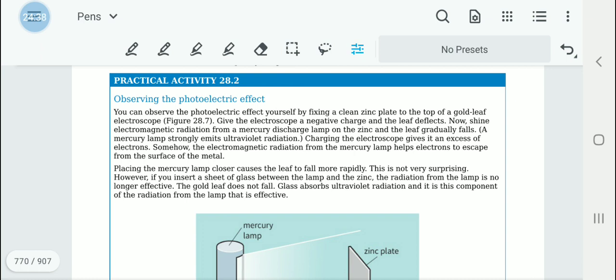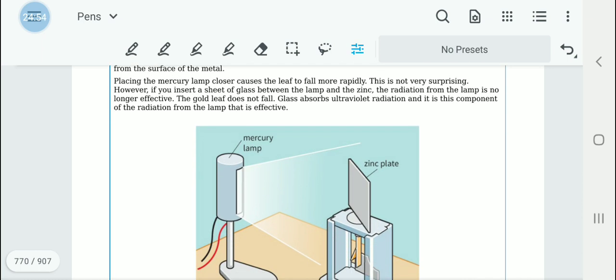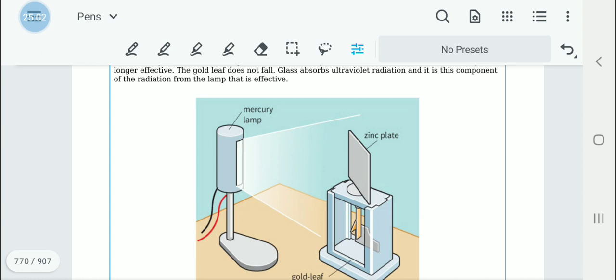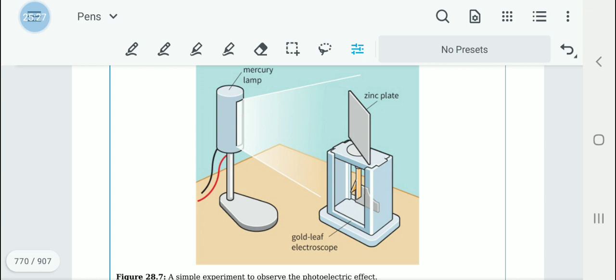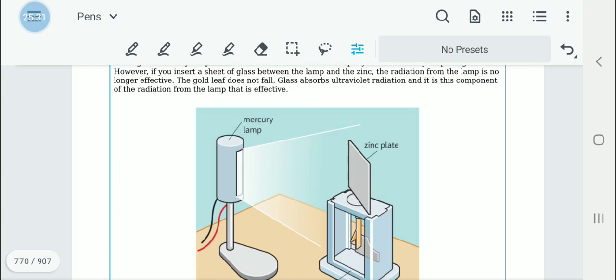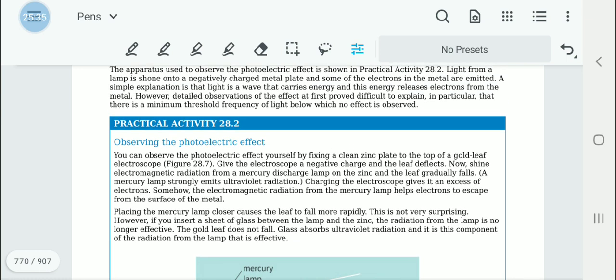However, when a glass sheet is placed in between, it will absorb this ultraviolet radiation, making the electrons not be lost, proving that there is a threshold value to the strength of the light that makes the electrons be removed.